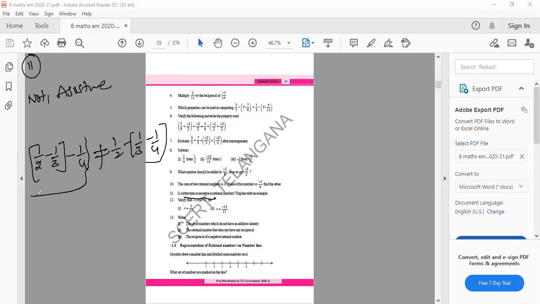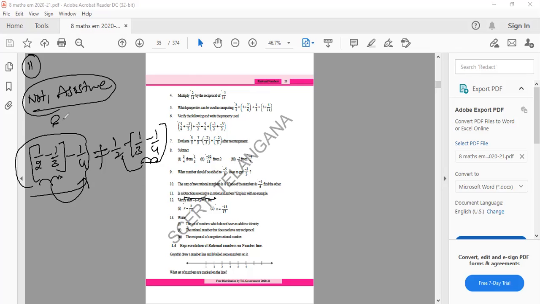Actually, you take these separately. First, you subtract from this, then you can subtract from this. Check the answer. After that, you subtract these two, and then subtract from this. You're not supposed to get the same answer. That is why subtraction is not associative in rational numbers. Just copy this one example.